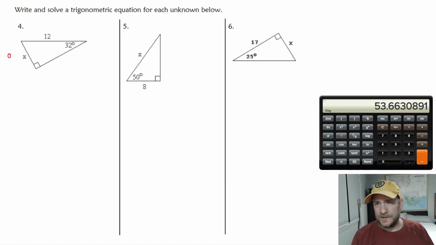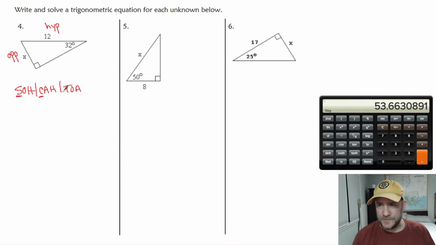The x is opposite, and the 12 is hypotenuse. So now, since you are working with opposite and hypotenuse, you got to figure out if that's sine, cosine, or tangent. And to do that, just use SOHCAHTOA, like we always do. And we can see that of sine, cosine and tangent, the one that uses O and H is sine. So forget about cosine, forget about tangent. We need to write a sine equation.